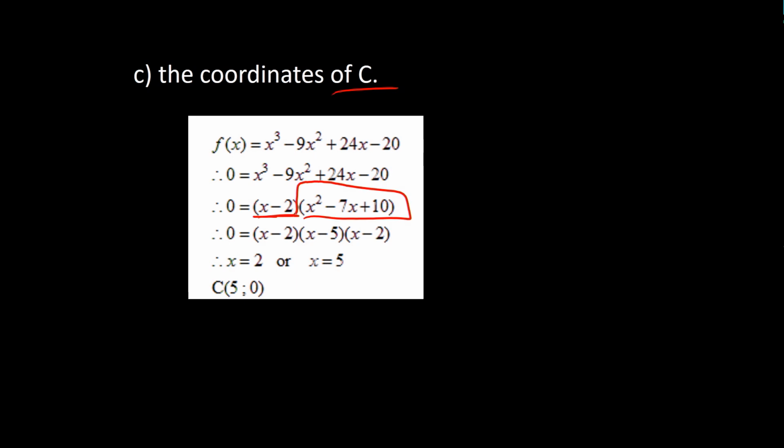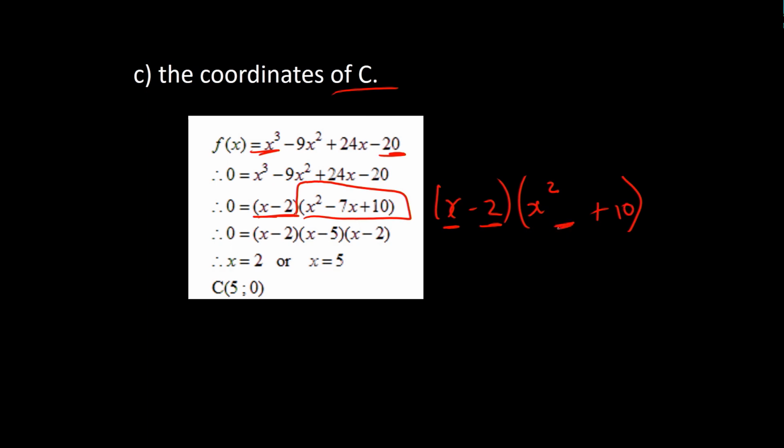Either you're going to use division by inspection or synthetic division or long division to give you that. I prefer to use division by inspection. So what I would do is I'd get my factor, and then for my second bracket, I'd say it's the first term divided by the first term, so I'll get x squared. And then it's the constant divided by the constant. So minus 20 divided by minus 2 gives me plus 10.